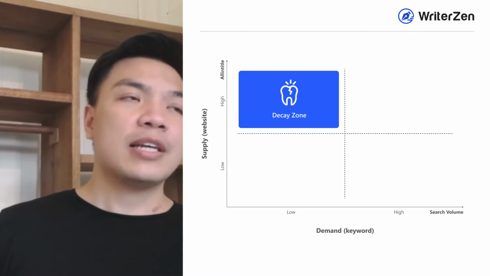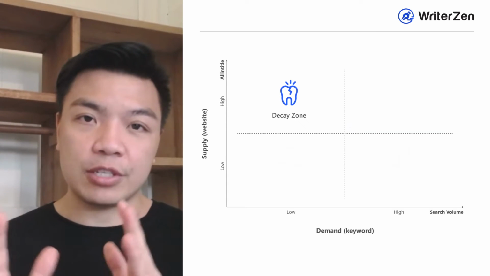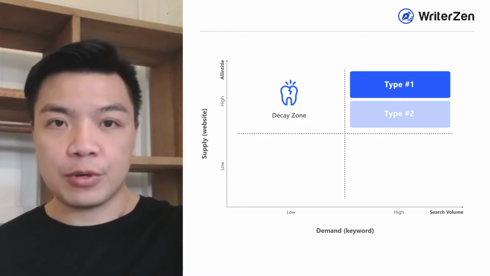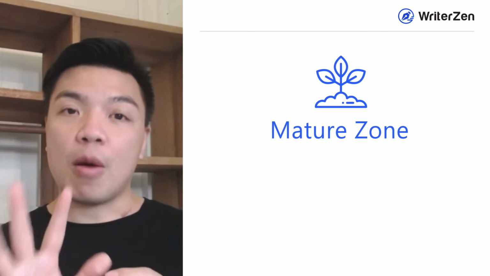Decay zone. The second zone is called the mature zone, and the mature zone is where it gets very interesting. It breaks down into two types of keywords. The first has extremely high allintitle data and extremely high search volume. These tend to be very common keywords.